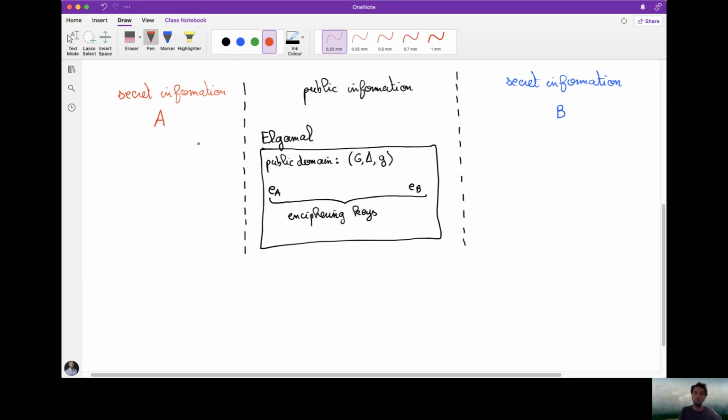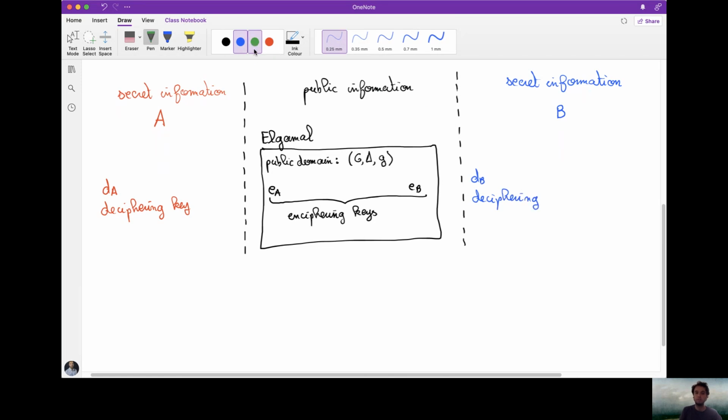The private information that is secret and only known to A is DA, which is the deciphering key. So A should be the only one knowing how to decipher the messages she receives. And the same is true for B, of course, DB here, the deciphering key.